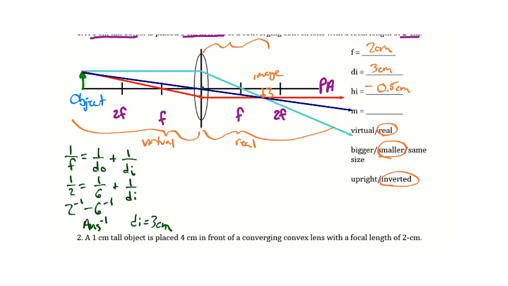So our image distance is 3 centimeters when we do it mathematically. You can see that that checks completely with that ray diagram. So our image was 3 centimeters away from the principal axis. So that distance that that orange bracket is indicating is our image distance. So let's go ahead and check the other things.